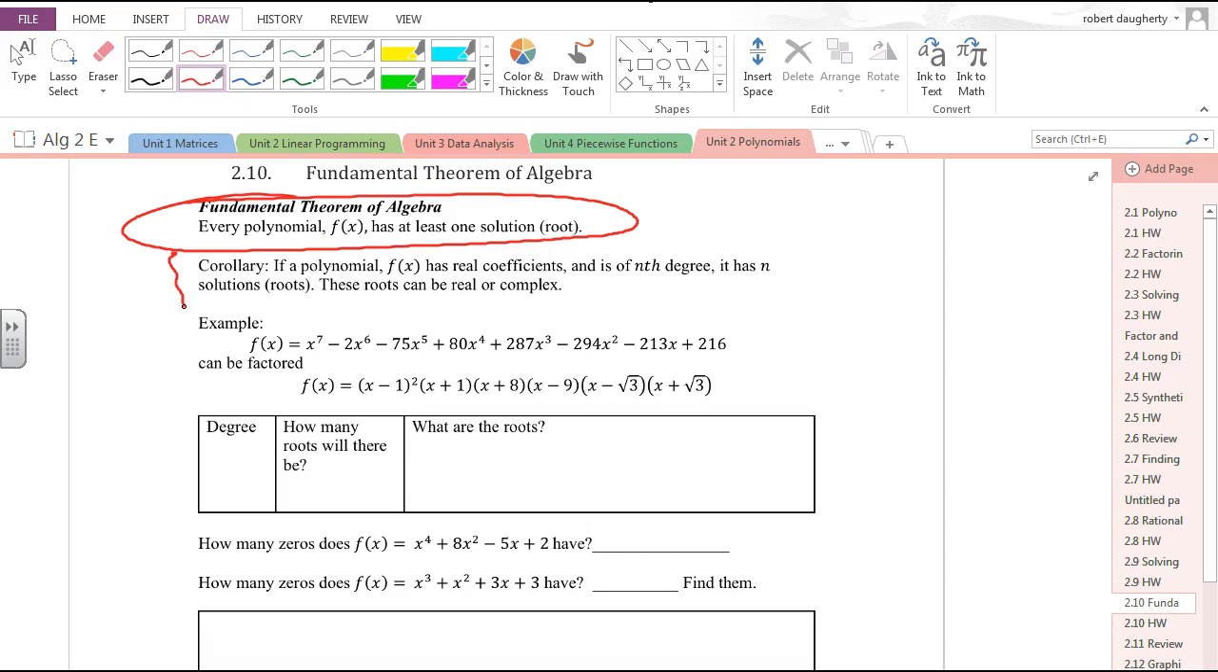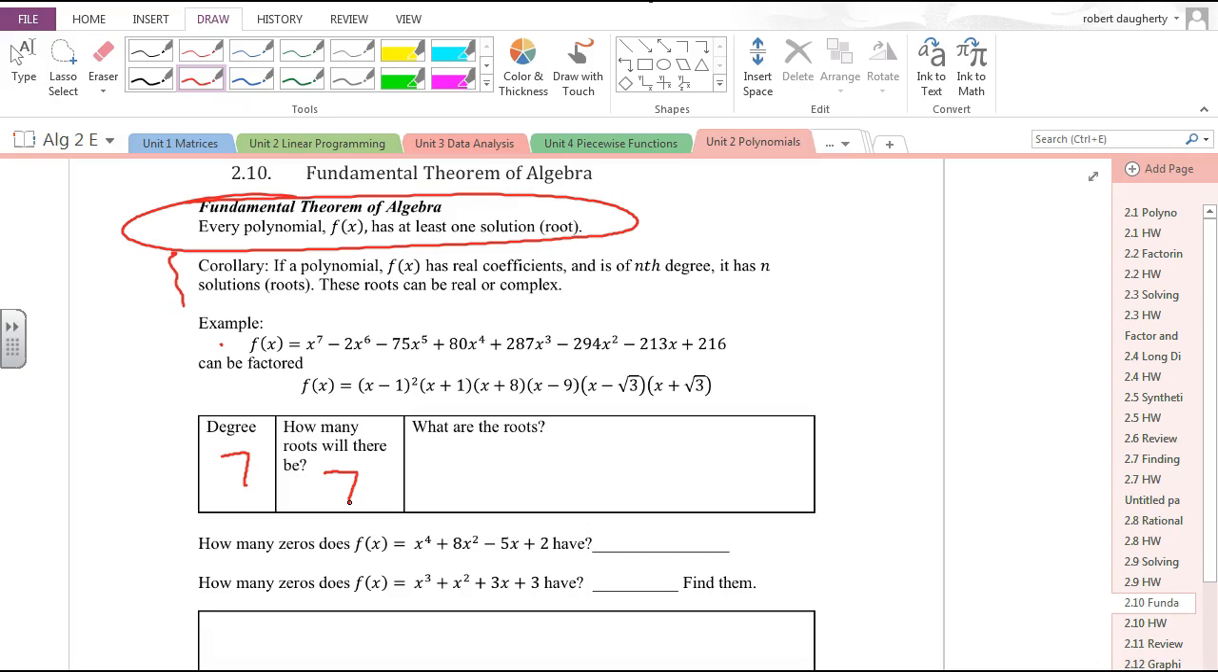Now I use these words synonymously: solutions, roots, zeros. Those all mean the same thing. Those roots can be real or complex. Okay. So example, this is what degree polynomial? This is a 7th degree polynomial. How many roots will this 7th degree polynomial have? It's a 7th degree polynomial. It will have what? 7 roots. Okay. Every polynomial with real coefficients, whatever the degree is, that's how many roots it will have.